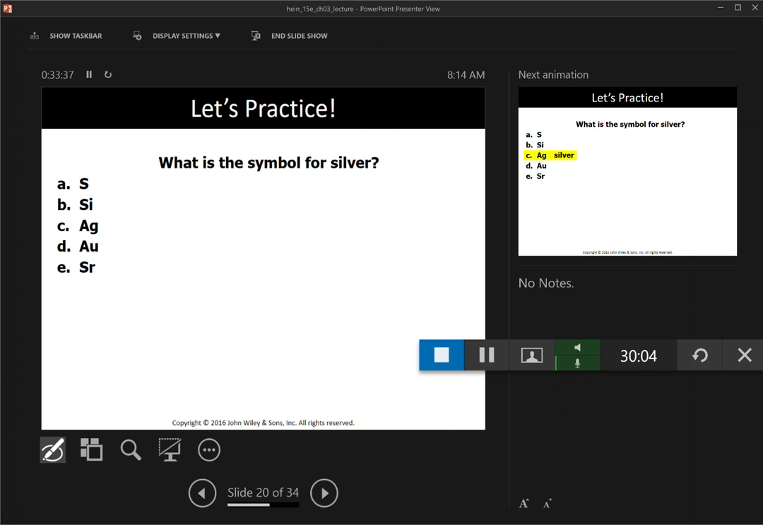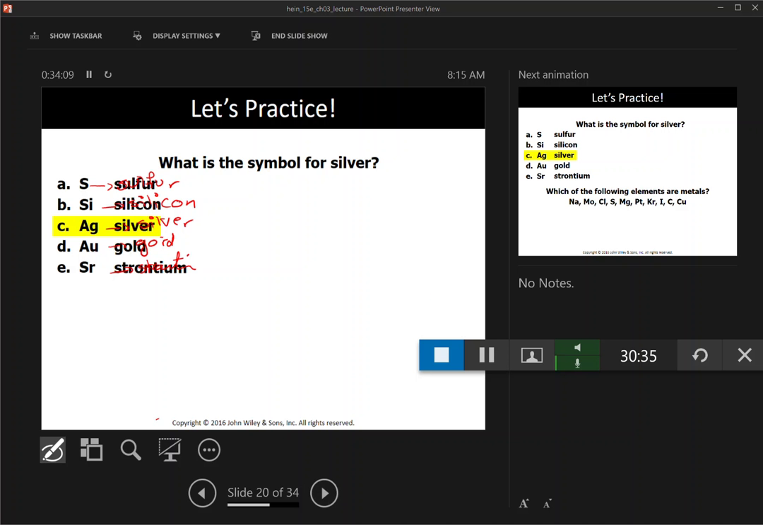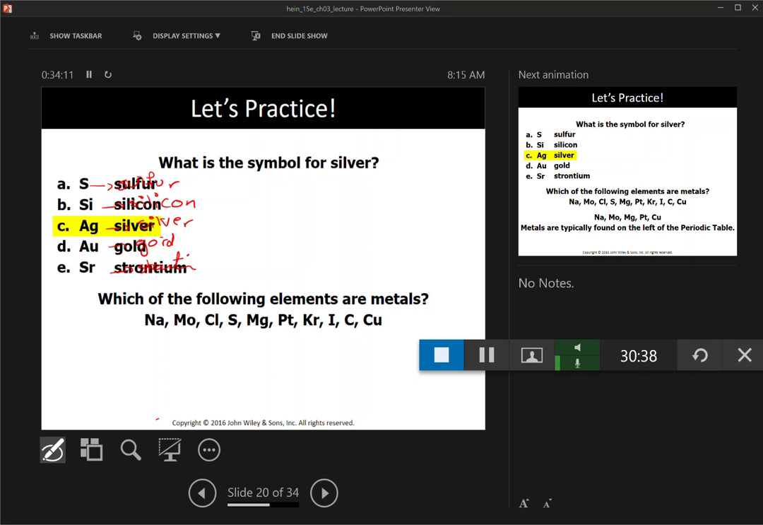What's the symbol for silver? So let's look at the symbols and the name for each one of these. What does S stand for? It's sulfur. Si, silicon. Ag, silver. Au, gold. Sr, strontium. Very good. So make sure that you memorize the name and symbol for all the elements.